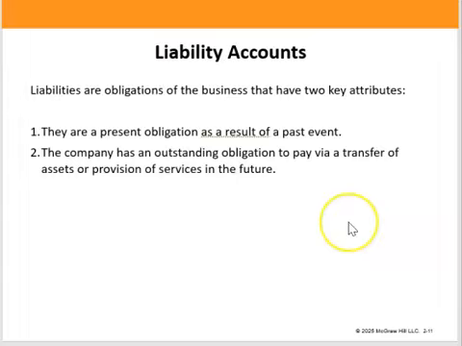Liability accounts are obligations of the business that have two key attributes. They are a present obligation as a result of a past event. So for example, power bill. You use the power and then you get a bill. So the past event is the use of the power, and then the present obligation means you now need to pay for it within the next 30 days on the due date. And the company has an outstanding obligation to pay via transfer of an asset or provision of a service.